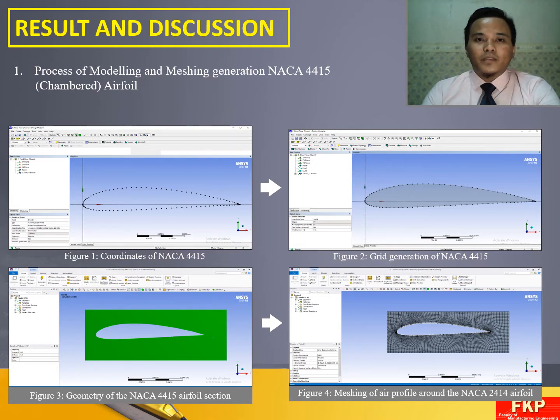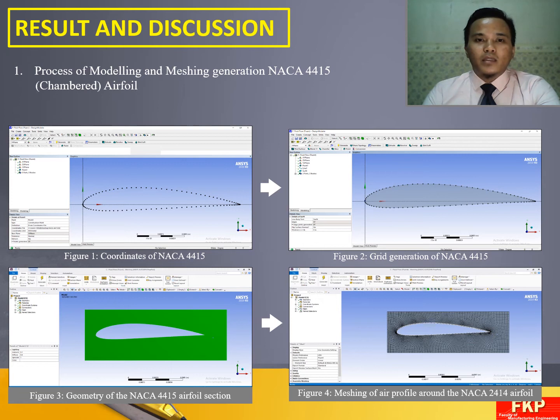In addition, this part shows how to simulate a NACA 4415 airfoil. The coordinates are tabulated, from which the following profile is drawn, as in figure 1 and figure 2. In this step, the coordinates for the NACA 4415 airfoil were imported to create the geometric shape that will be used for the simulation process. The mesh model is shown in figure 4.